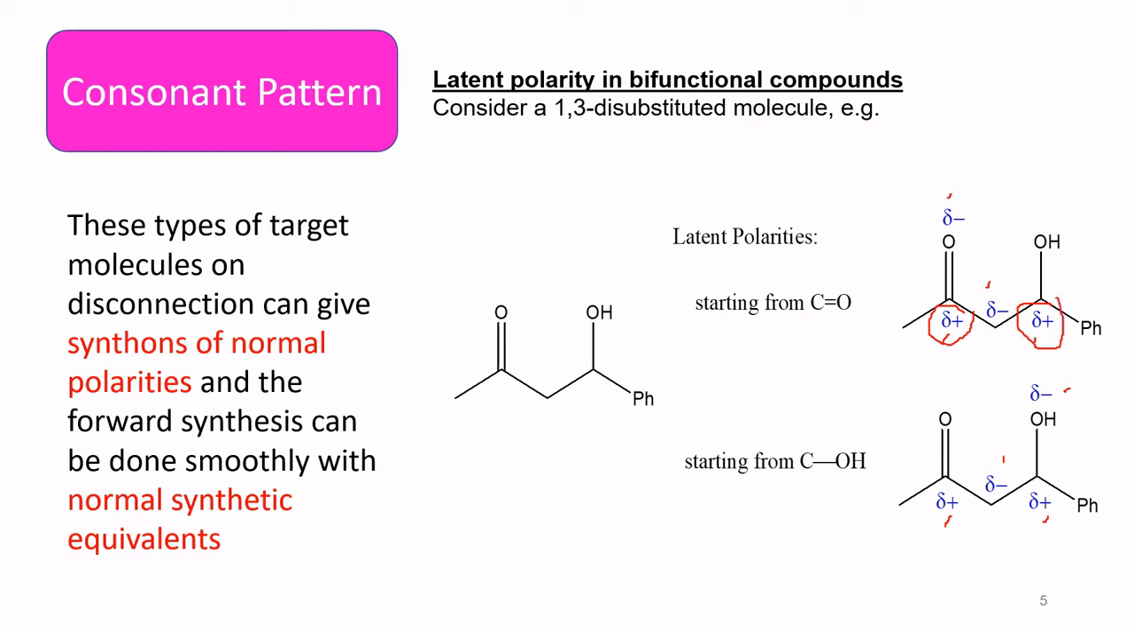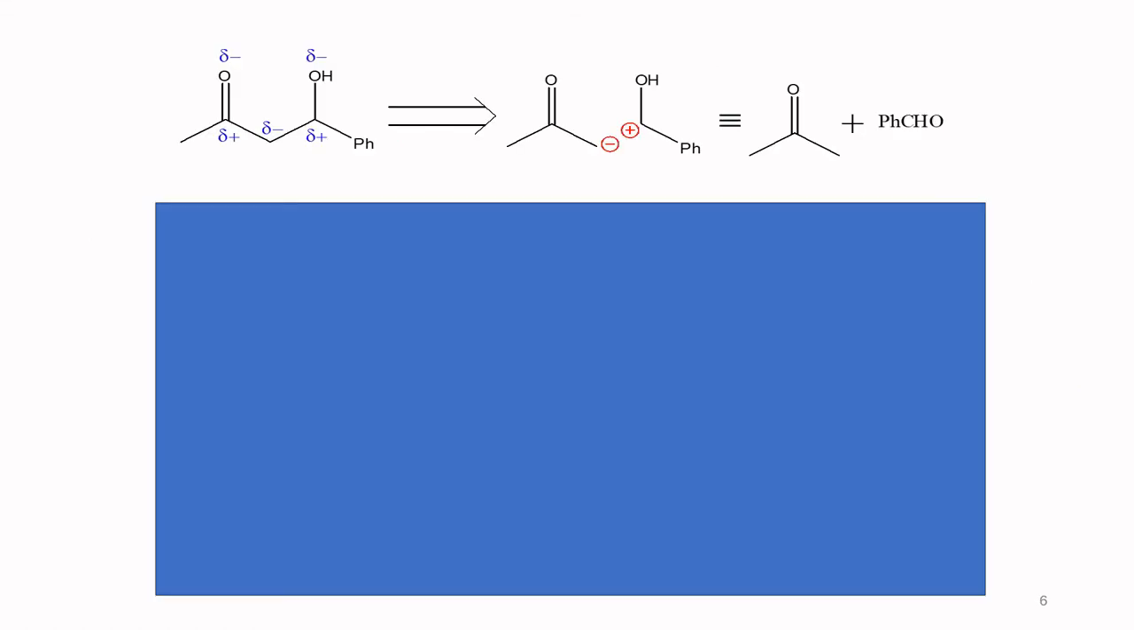Okay, let's look at when it starts from COH. So it's still plus and plus. So in this type of compound, it can give you normal synthons with normal synthetic equivalents. Okay, this is an example of a consonant pattern.